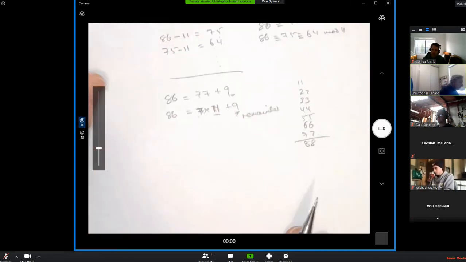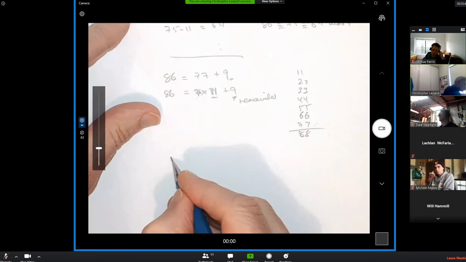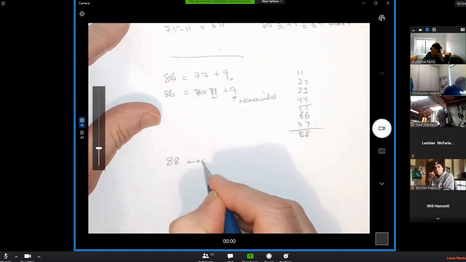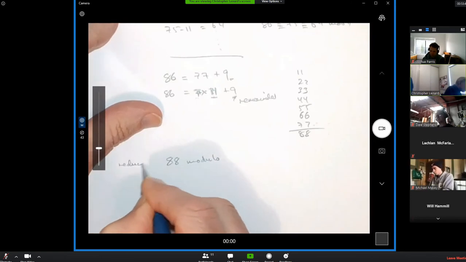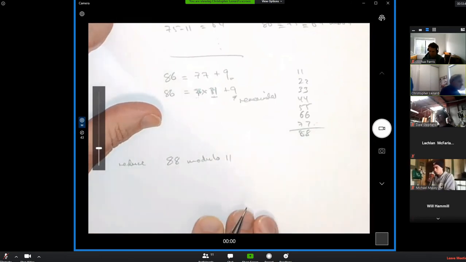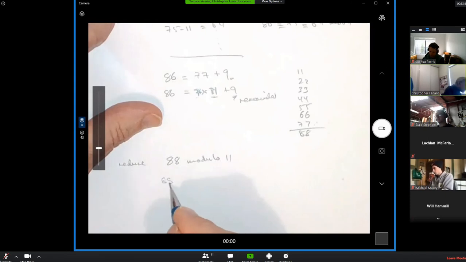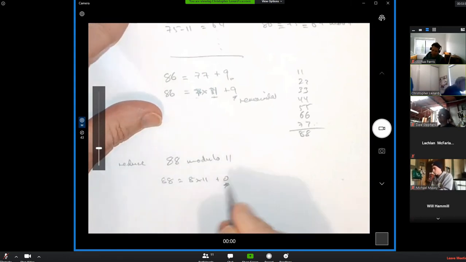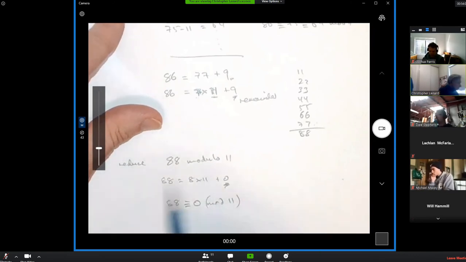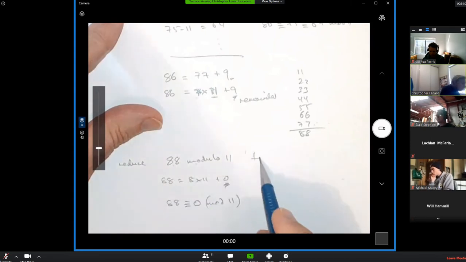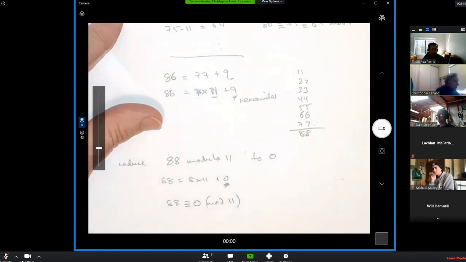So, if I asked you to reduce 88 modulo 11, you'd straight away say that 88 is 8 times 11 plus 0. There's our remainder. So 88 is congruent to 0 mod 11. So reduce 88 modulo 11 to 0 because that's what the remainder is.